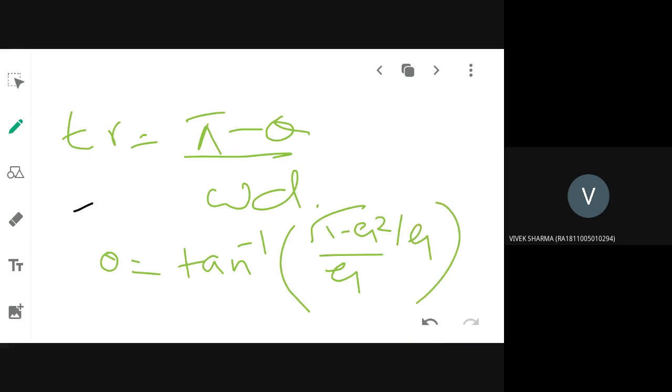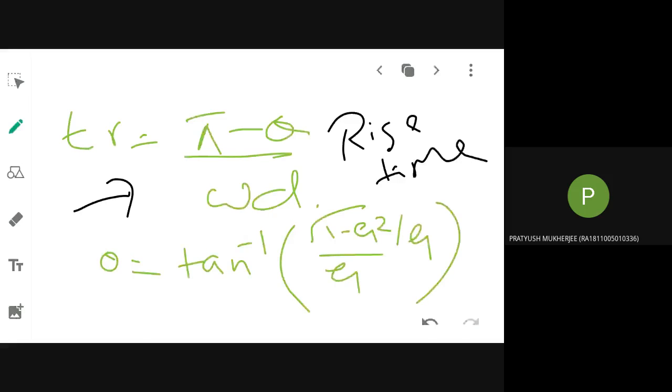Okay, this is what time? TR, rise time. So what is the formula that you are having for rise time? Pi minus theta divided by omega d. So how can you write theta? Theta should also be substituted in radians. Theta is tan inverse of square root of 1 minus zeta squared divided by zeta.